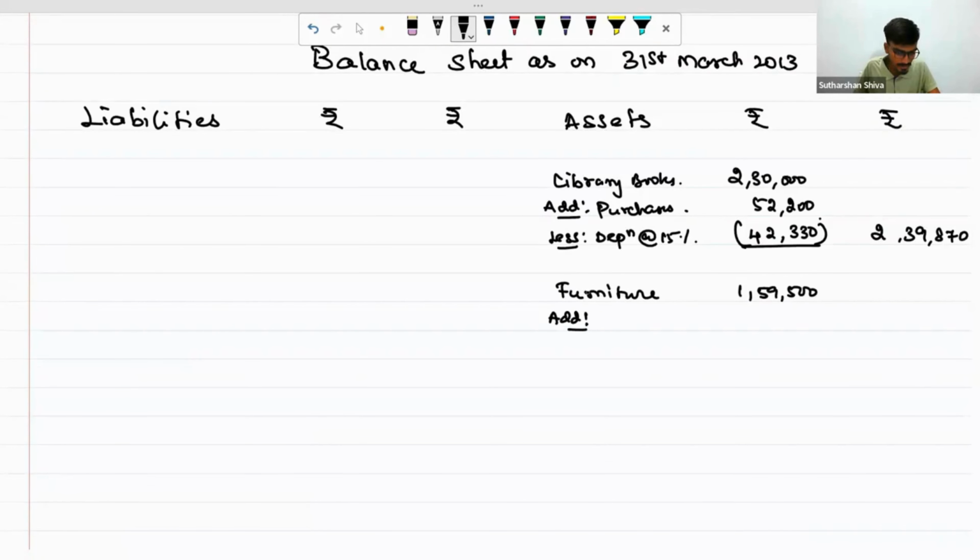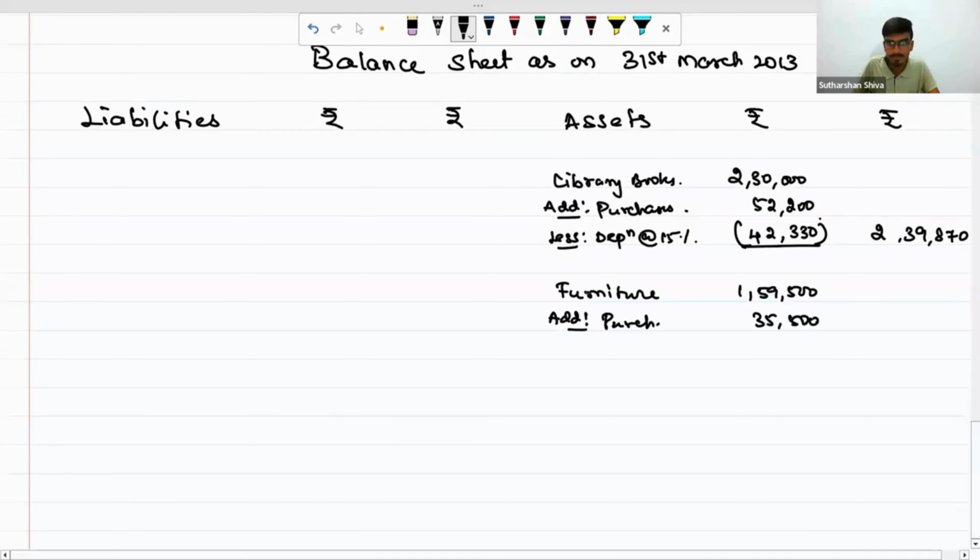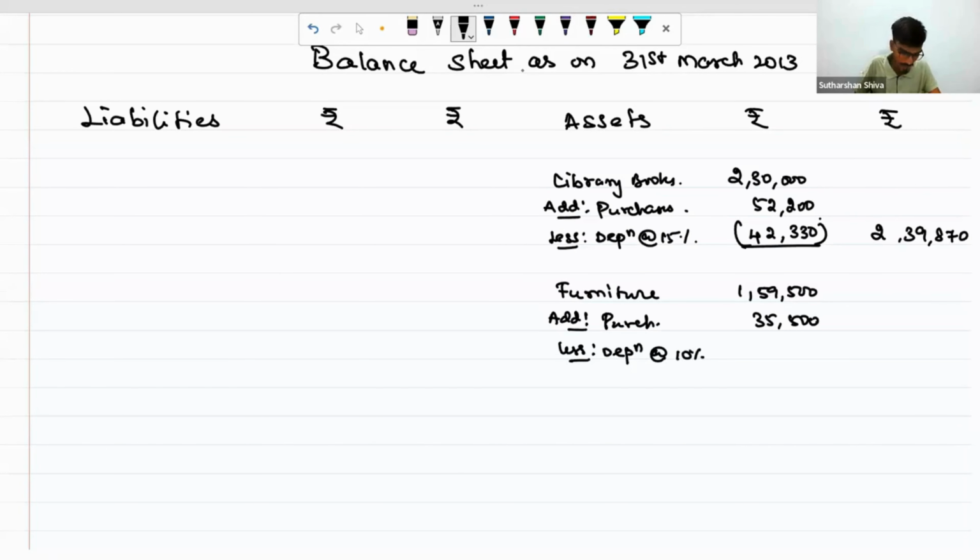Add purchases 35,500. What is less? Depreciation at 10% we need to do. Calculate 10%. 1,59,500 plus 35,500 is equal to 1,95,000. On 1,95,000 we will calculate 10%. Okay, we will calculate 19,500.